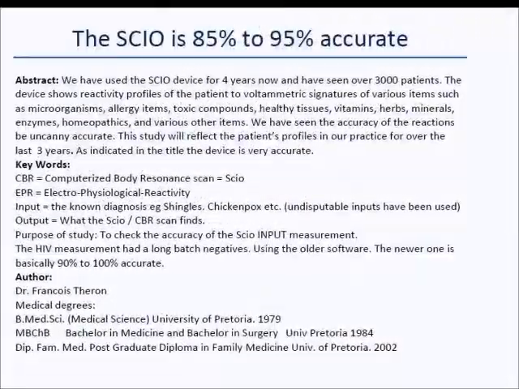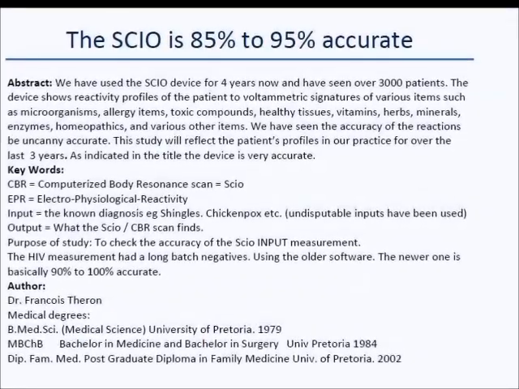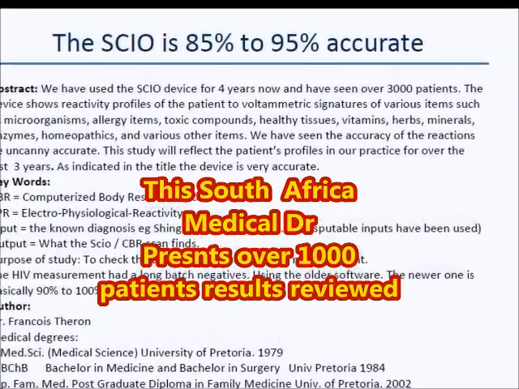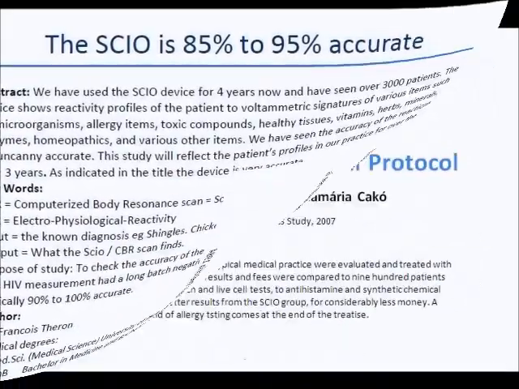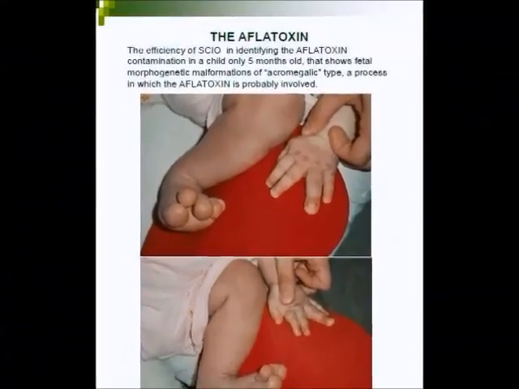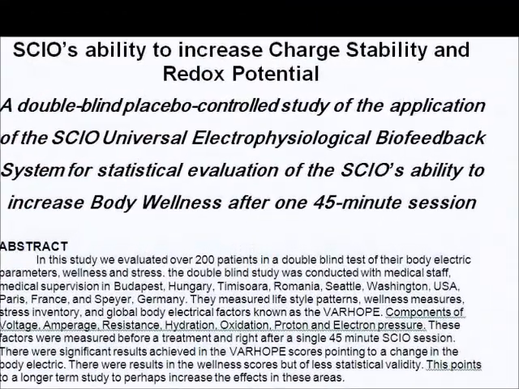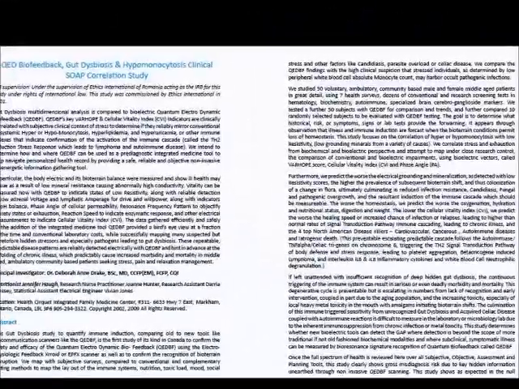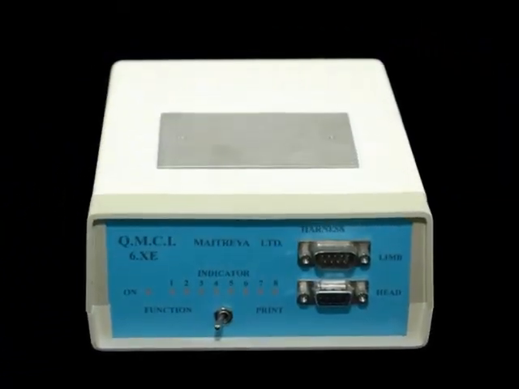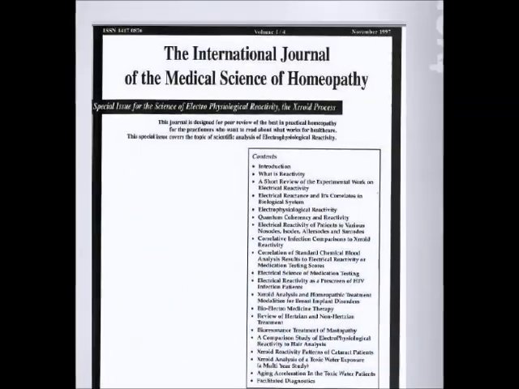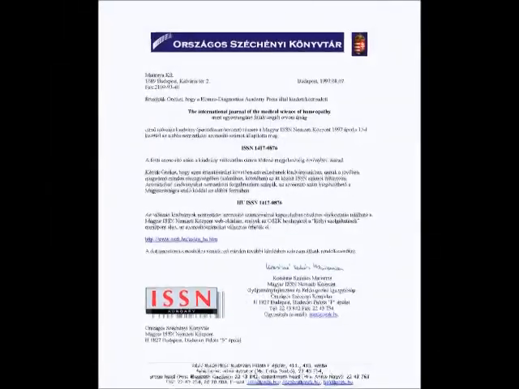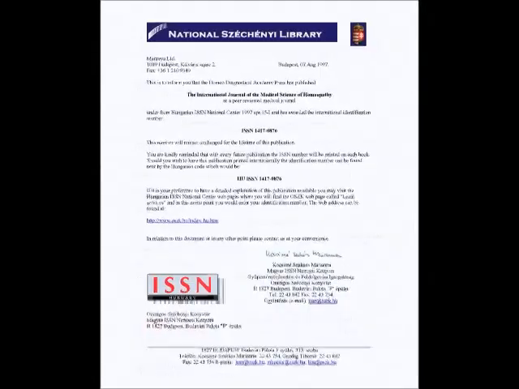Here from South Africa, the SCIO is 80 to 95% accurate. Hungarian doctors, Romanian doctors. Studies, studies, studies. Many of them double-blind, many of them published in peer-reviewed medical journals. We started a peer-reviewed medical journal in 1996 and were able to then get these items into a peer-reviewed publication to help the world.